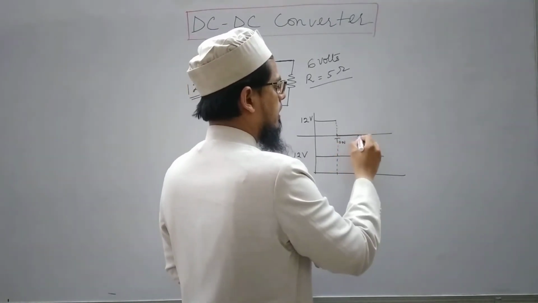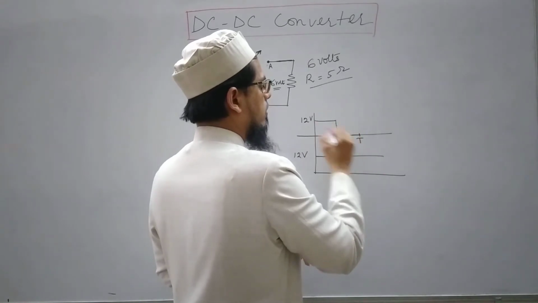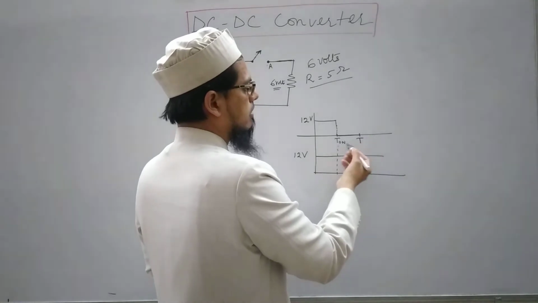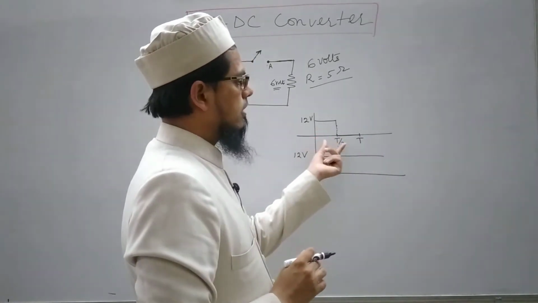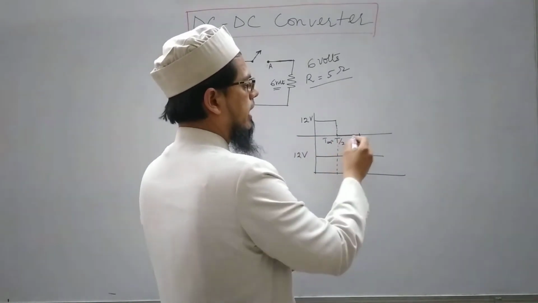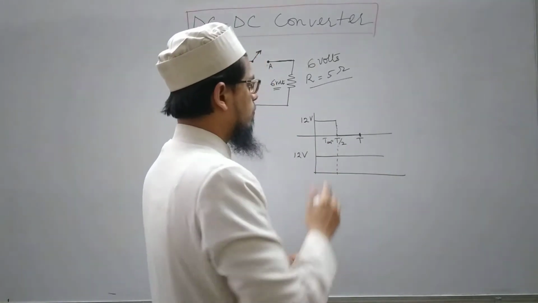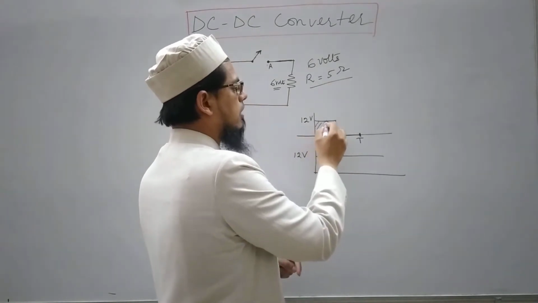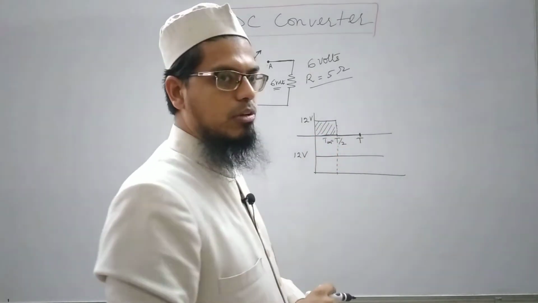I draw it here again, and let it be for, say, let me call it T by 2 and T. Let the T on period be equal to T by 2, and T is the time period of switching. So for half of the time 12 volts is appearing across the load, and for half of the time no voltage is appearing across the load.